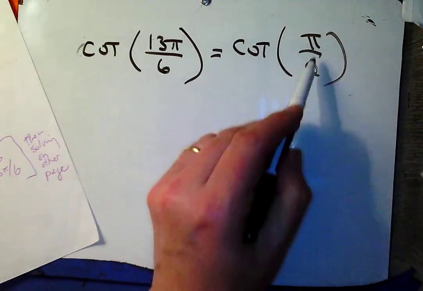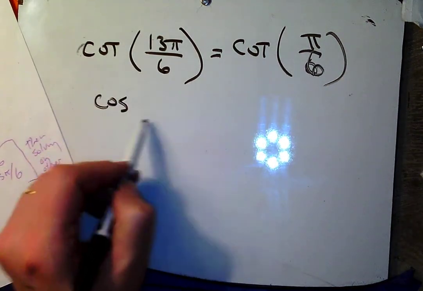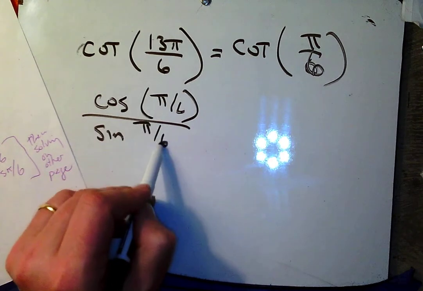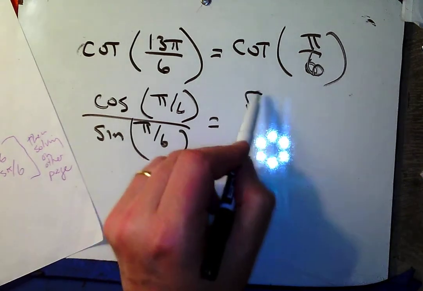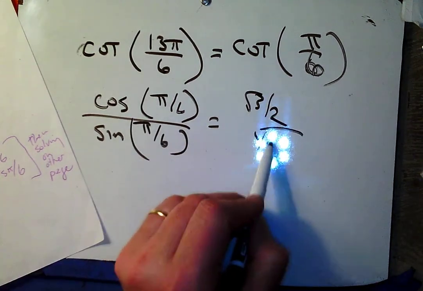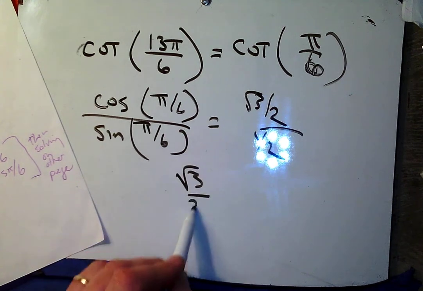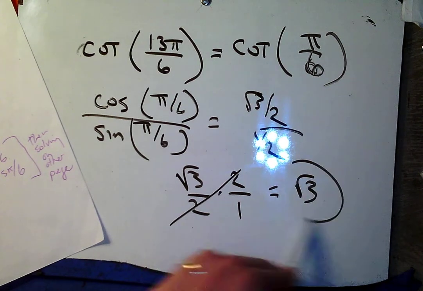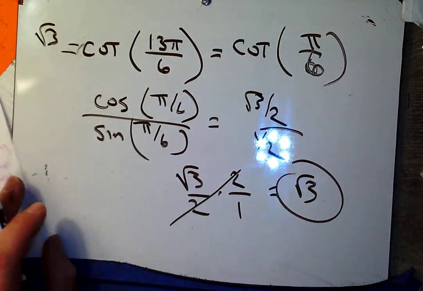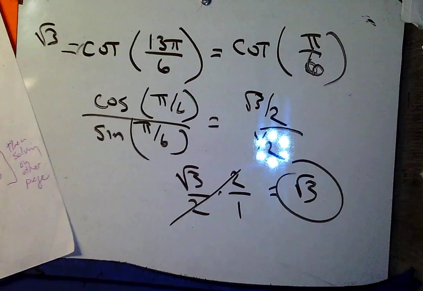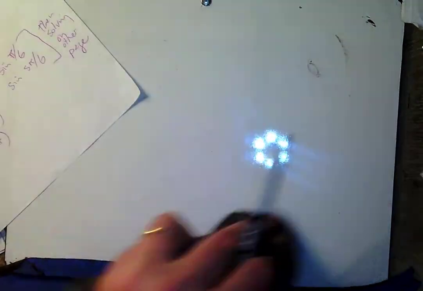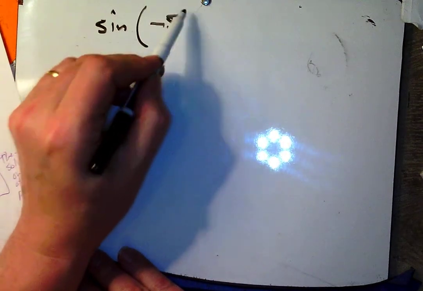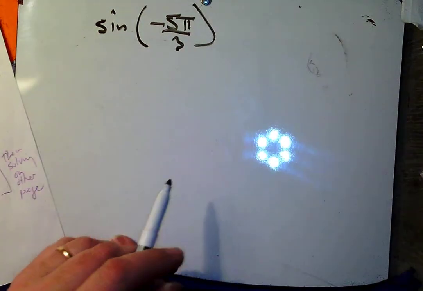And I know that cotangent is cosine over sine. Cosine of pi over 6 is root 3 over 2. Sine of pi over 6 is 1/2. Root 3 over 2 times flip and multiply. And I get root 3. Our answer is root 3. Cool, cool. So what about these other angles? These angles. Sine of negative 5 pi over 3.